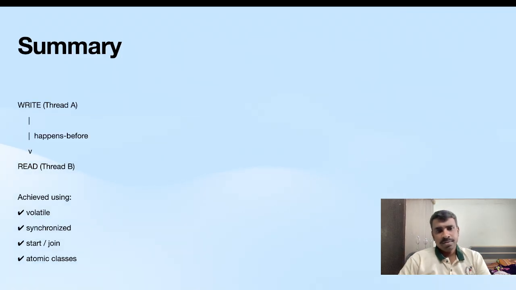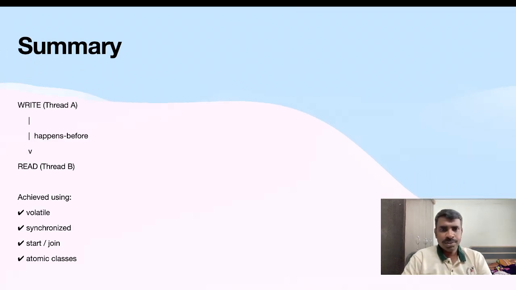So in summary, you can see thread A happens before thread B. So write happens before read. And we can achieve this using volatile, synchronized, start and join, atomic classes. Now I am going to show some examples.